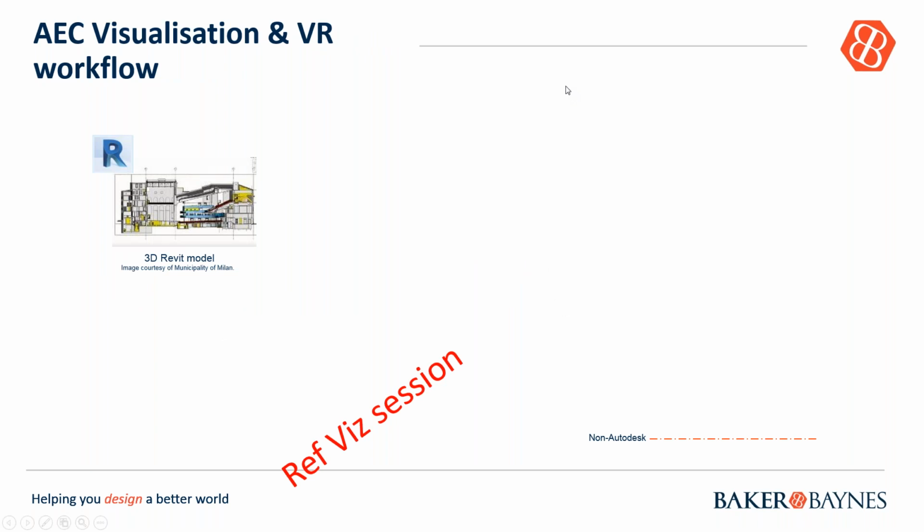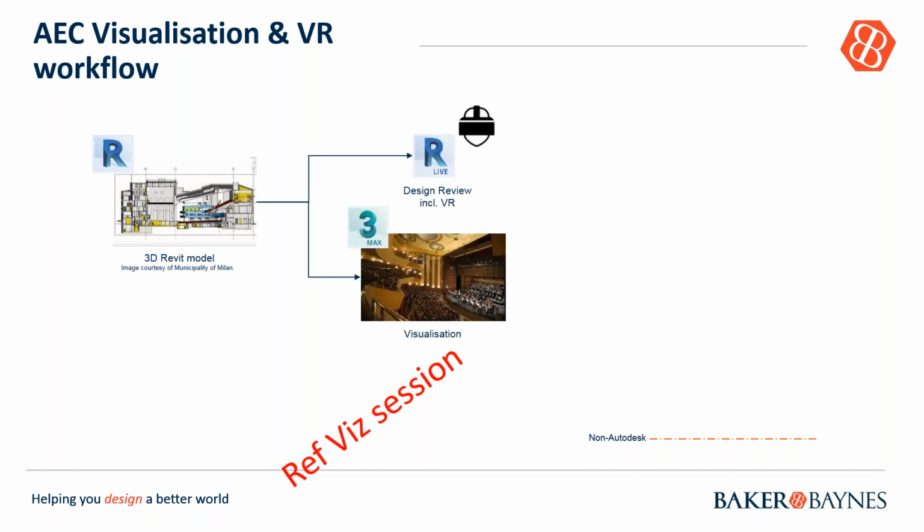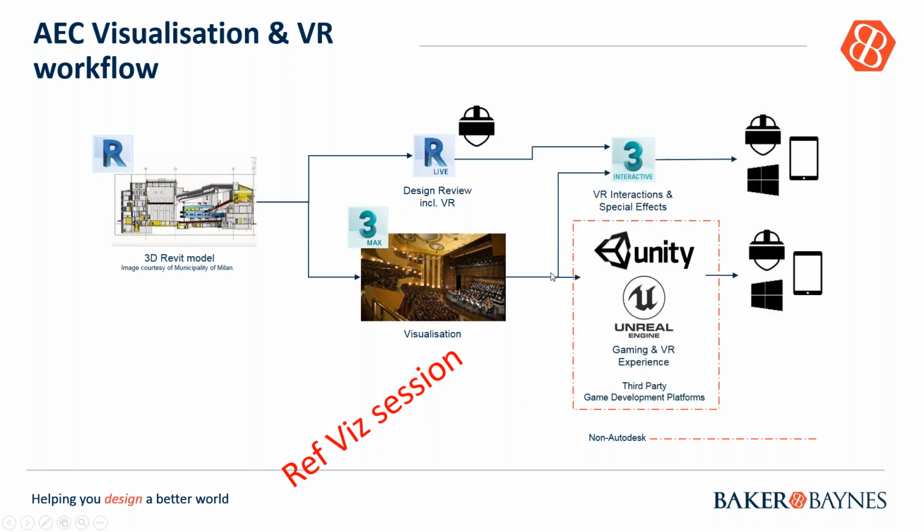Firstly, if we're looking at it from the AEC, so architecture and engineering visualization workflow, models are generally created in Revit. From Revit, it would move into a design review state, that would be Revit Live, which will include the VR options. However, you can also take that into a visualization option, and you can see here it's a reference for visualization. From here, you've got other options you could take it into, different visualization tools, some of them being Autodesk, and of course the non-Autodesk options.